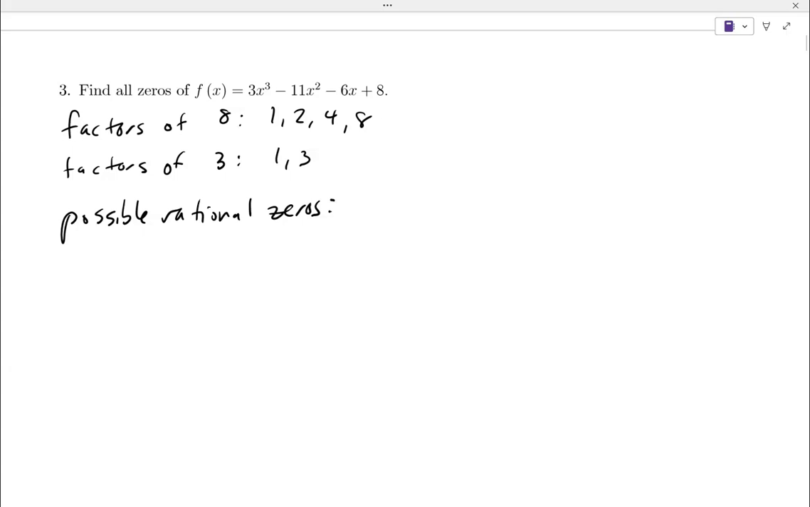So now we want to get our possible rational zeros. We can always do plus or minus, right? What are they? 1 and 1/3 and good. Good. 8 and 8/3. Good. Are we okay with creating that list? Yeah? Okay.